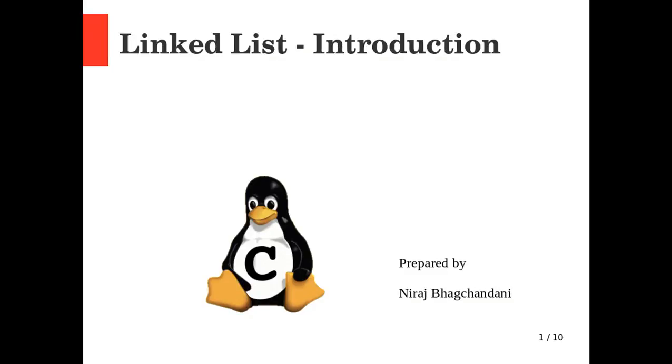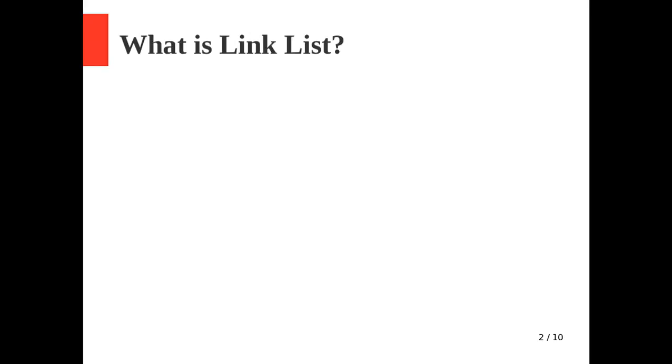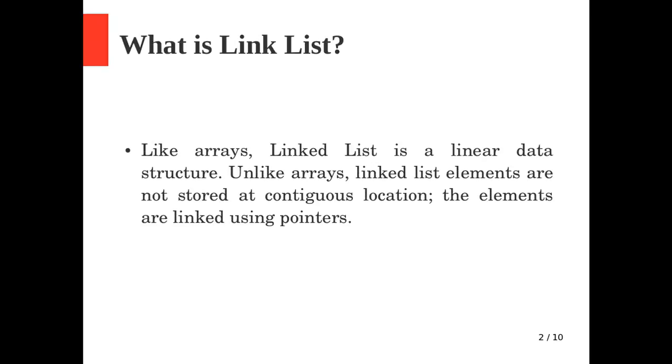Linked list introduction. So what is a linked list? It's quite a simple thing. Unlike arrays, a linked list is a linear data structure. In a linked list, the elements are not stored in a contiguous location, that is, in the linear format. The elements are stored using pointers. Fine. What I mean in that context is that the elements are linked using pointers. So why do we always use linked lists in our programming?